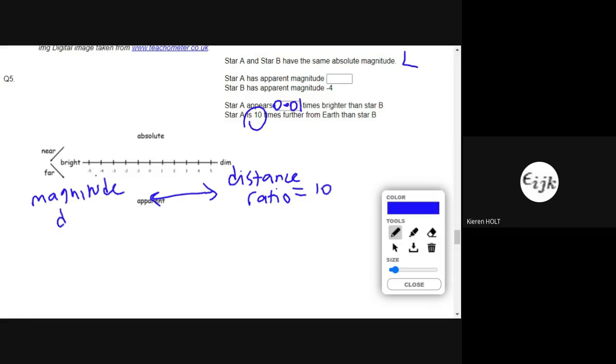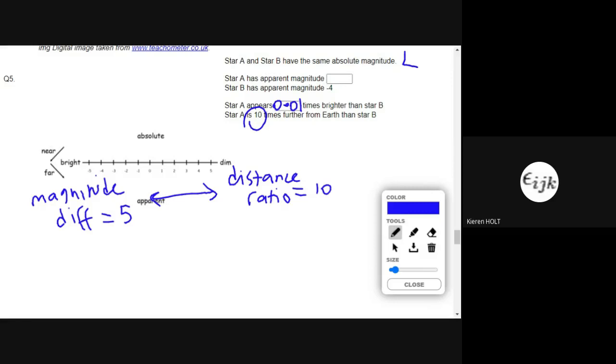What else have I got? I've got to work out the apparent magnitude of A. Okay, well, I'm going to take this distance ratio here, and the distance ratio is 10. Now, that transfers into the magnitude scale as a difference of magnitudes of 5. We should know that. It's a fairly simple number to use, 10 and 5. So I've got lucky this time.